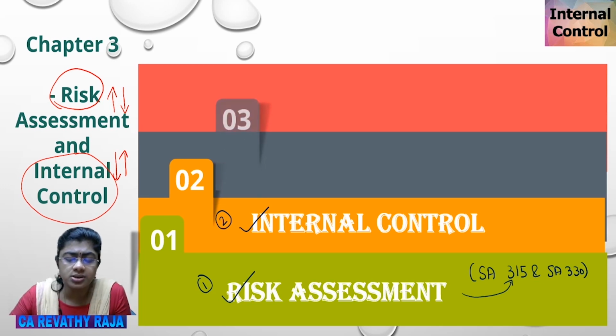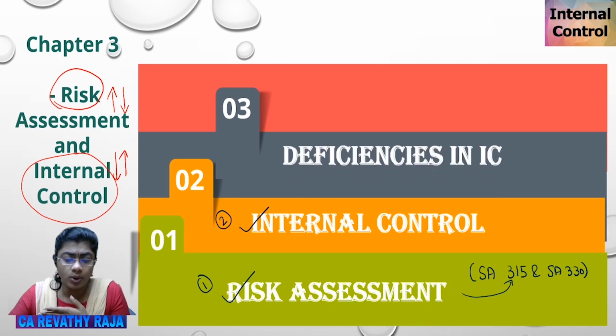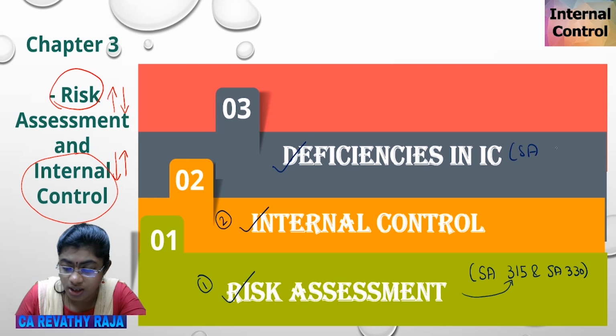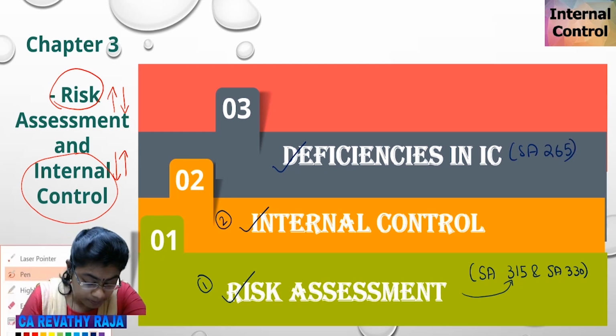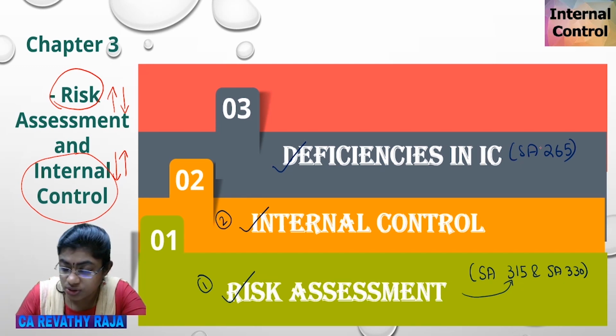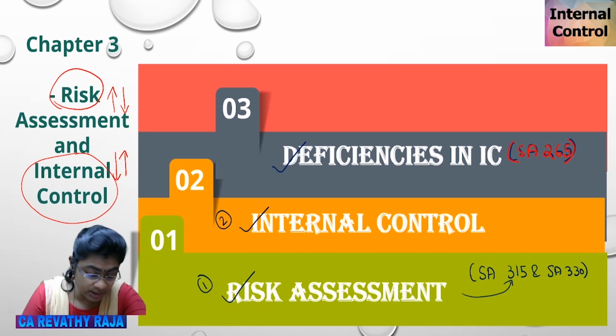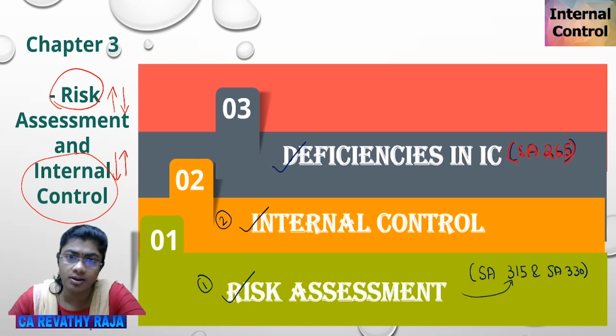shouldn't we communicate? So that's the third one. How do we communicate the deficiencies in internal control? There I can link it with essay 265. If you remember, essay 265 deals with communicating the deficiencies in internal control. Fine. So that's the third part.